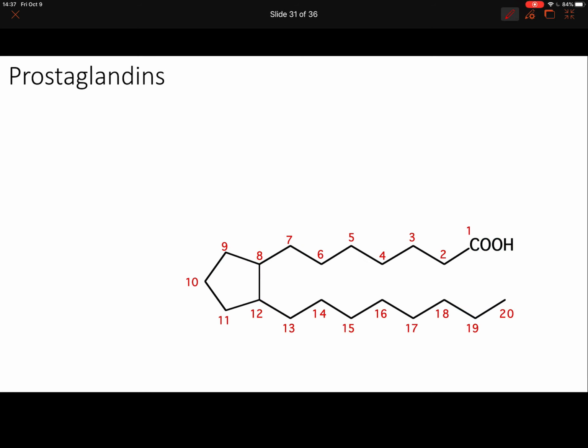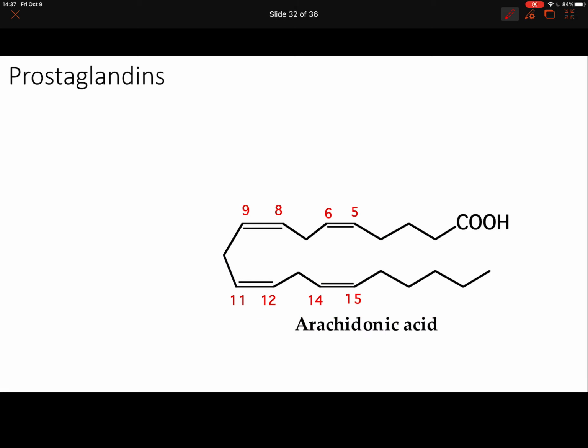Now, let's talk about prostaglandins. These are a family of compounds that come from the 20-carbon skeleton of prostanoic acid. So here is prostanoic acid. And actually, there's another one as well. I think it's arachidonic acid. I think I have a picture. Yeah, there we go. Arachidonic acid. So this is another one.